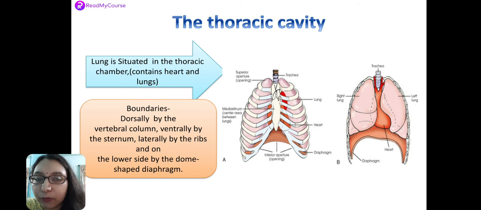See, first of all, we need to learn the terms dorsal and ventral. Okay, so dorsal means what? Dorsal means the back. And what is ventral? Ventral means the front. Okay, so what we have in the front, just in front of the lungs, we have the sternum. Okay, this is the sternum.